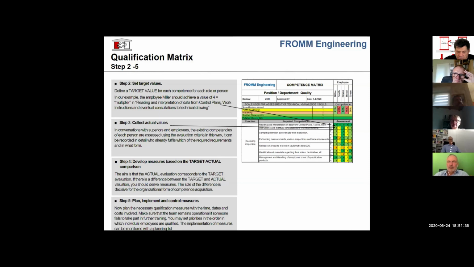Okay, next one. These are the things which you have to do. So it's an easy tool. But when you want to have a company under control, and it's also the requirement of each assessment, each quality audit, it looks at the qualification matrix and checks if the people who are working there are really qualified and can fulfill the job which they have to do.